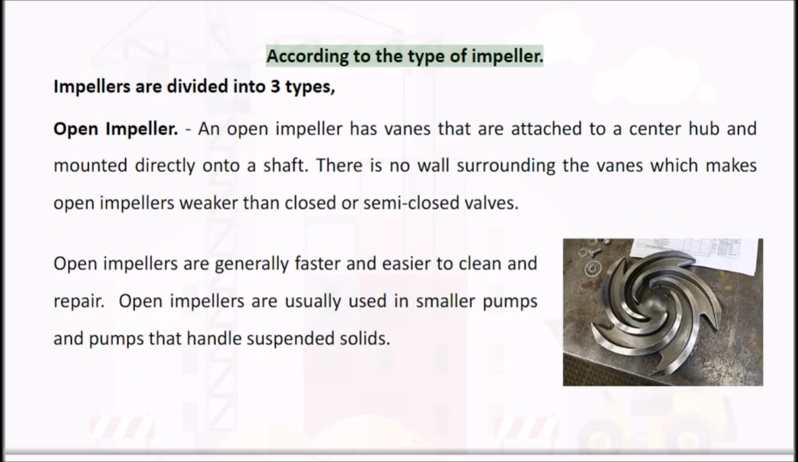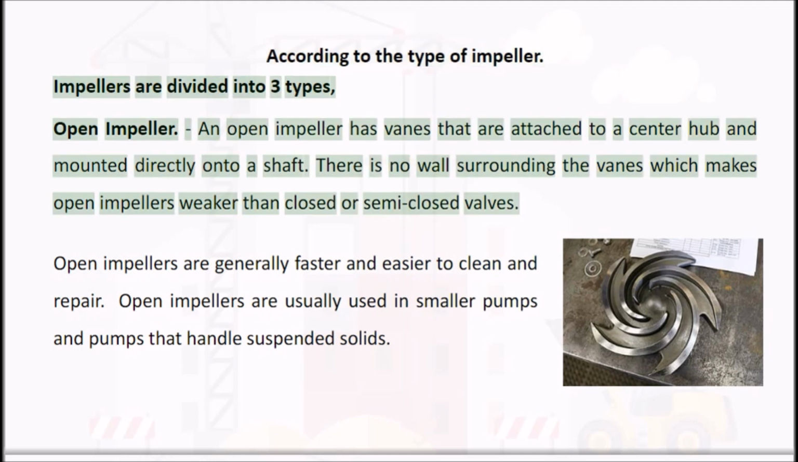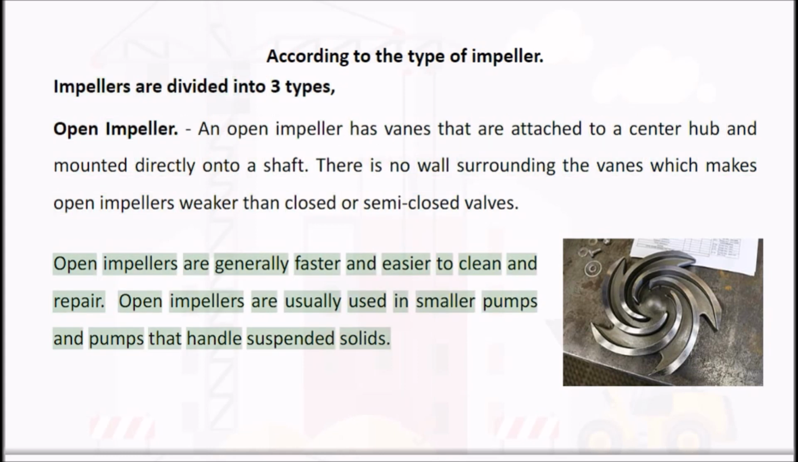According to the type of impeller. Impellers are divided into 3 types. Open impeller. An open impeller has vanes that are attached to a center hub and mounted directly onto a shaft. There is no wall surrounding the vanes, which makes open impellers weaker than closed or semi-closed impellers. Open impellers are generally faster and easier to clean and repair. They are usually used in smaller pumps and pumps that handle suspended solids.